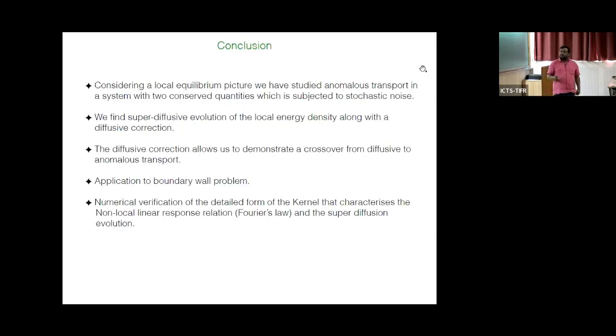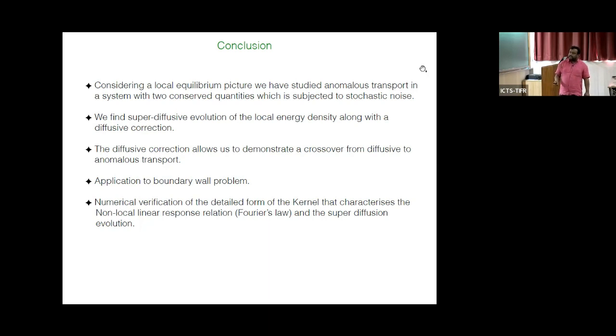So in conclusion, we have considered a local equilibrium picture, and considering such a picture, we have studied anomalous transport in a system with two conserved quantities, and we find super-diffusive evolution of local energy density with a diffusive correction. And such diffusive correction allowed us to demonstrate a crossover from diffusive to anomalous transport. And we believe that if you consider a boundary value problem with two different temperatures, one should actually solve this super-diffusive evolution equation.